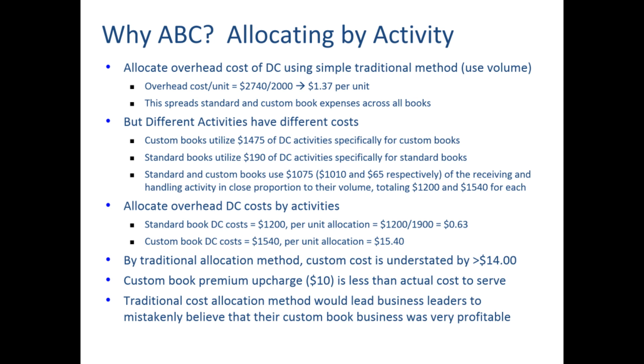If the business leaders use the traditional allocation method, it's going to lead them to mistakenly believe that their custom book business is very profitable. Again, this is a very simple example to help illustrate how a change is necessary in many instances in order to provide more accurate information to business leaders.